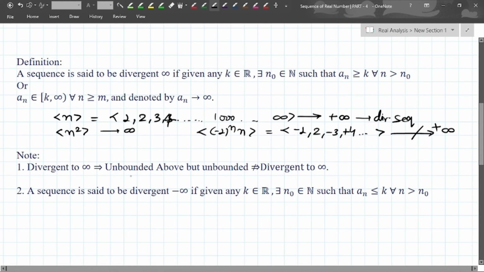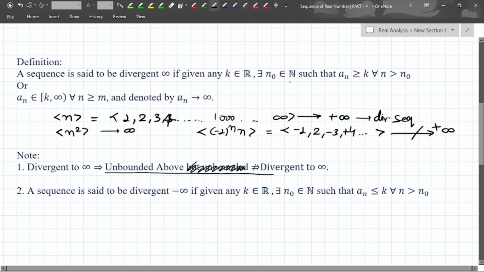Next we have note points. Diverges to infinity means unbounded above. Let's say the sequence is 1 to infinity. It is starting from 1, going to infinity. It is unbounded above. It is bounded below.